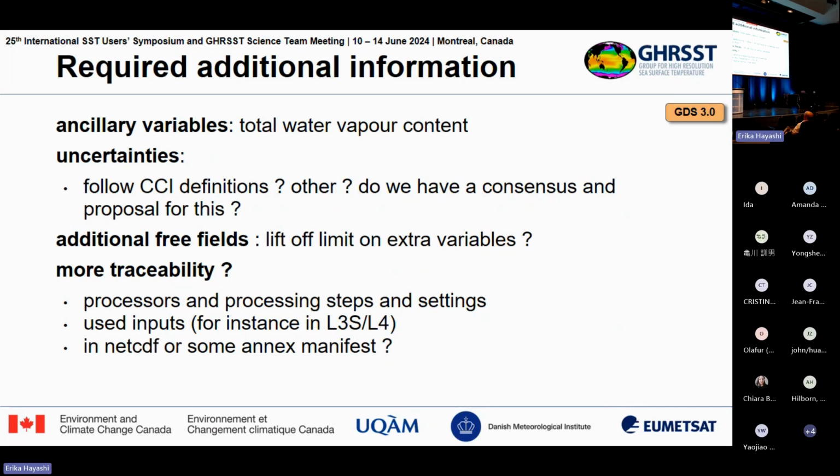As I said before, it's not so critical today to add additional experimental fields because volume is not as critical as it used to be. So maybe we should simply lift this constraint. Also, we can think about adding more traceability information on the processors, versions, the processing steps, and inputs that have been used to generate a given data set, either in the .cdf itself or in some annex manifest file or something.